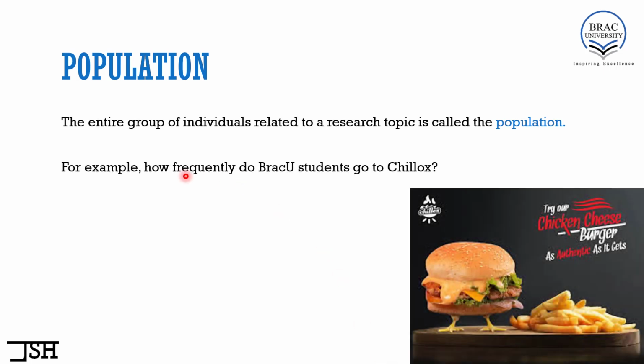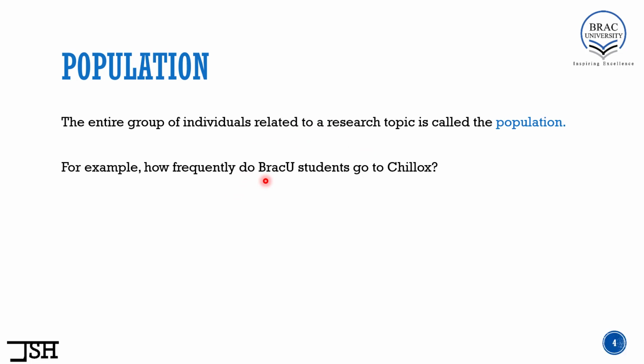For example, how frequently do BRACU students go to Chillox? Let's assume this is one of my research questions. Now, for this study, what can be the population that I should work on? Can you make a guess? Yes, you have guessed it right. For this study or the question, the population is all the students of BRACU. Why? Because this entire group of individuals is related to my research project. I'm asking something about all the students of BRACU. So that's why for this question, the population is all the students of BRAC University.